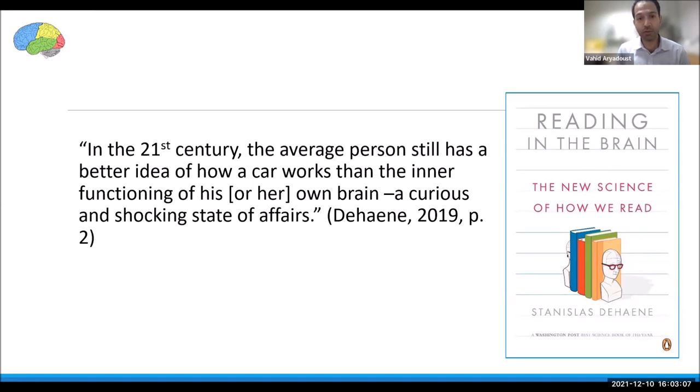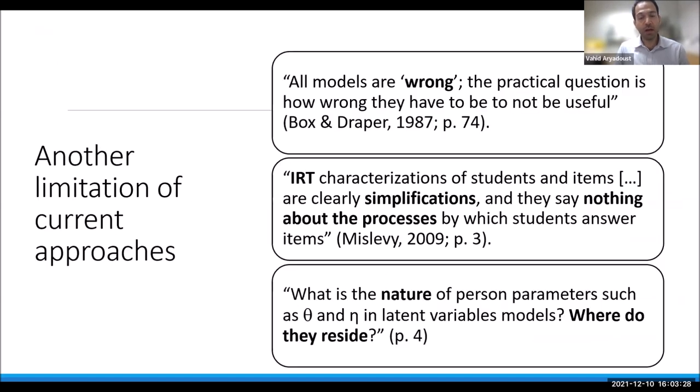And I would like to add to it that in the field that I'm coming from, I think this is probably applicable to language assessment. We still have not been able to look into, for example, the neurological mechanisms that explain the behavior of test takers under different test conditions.